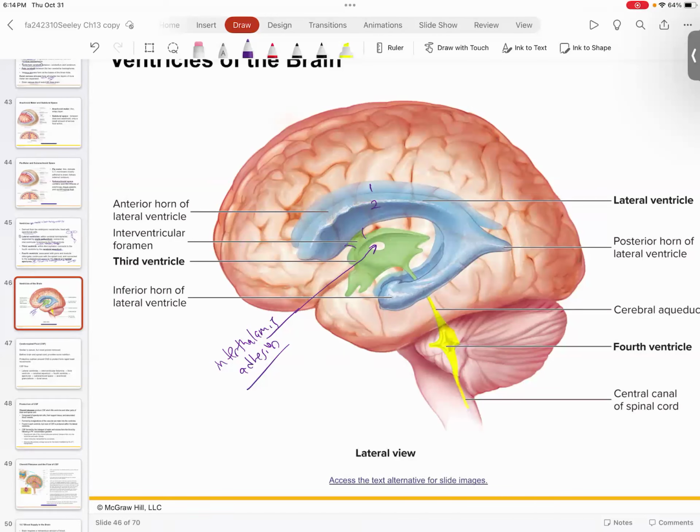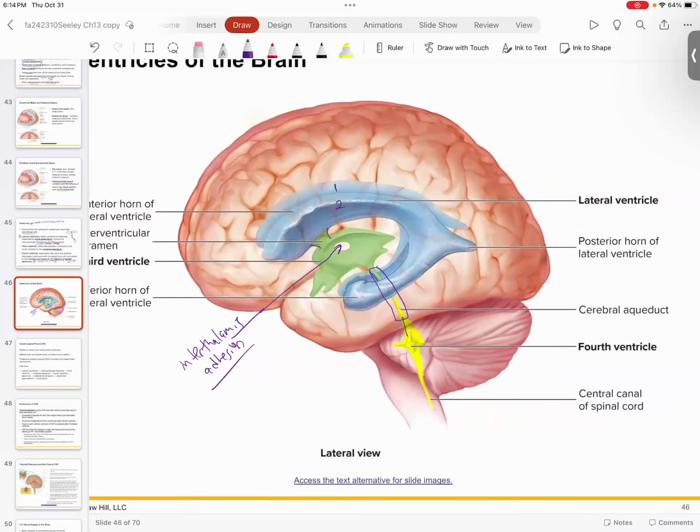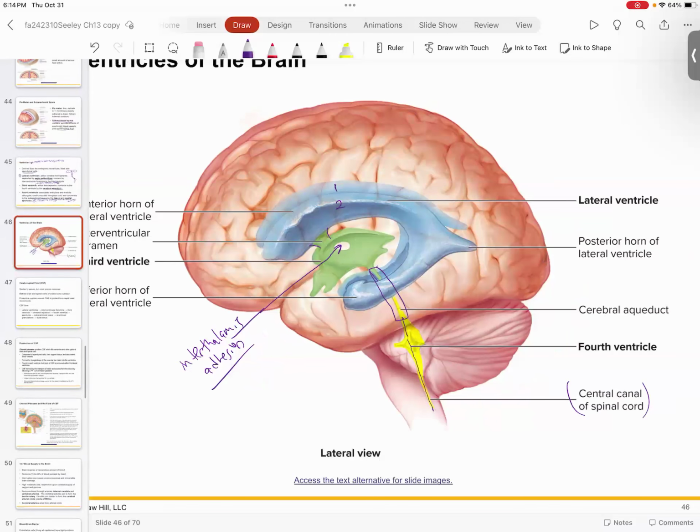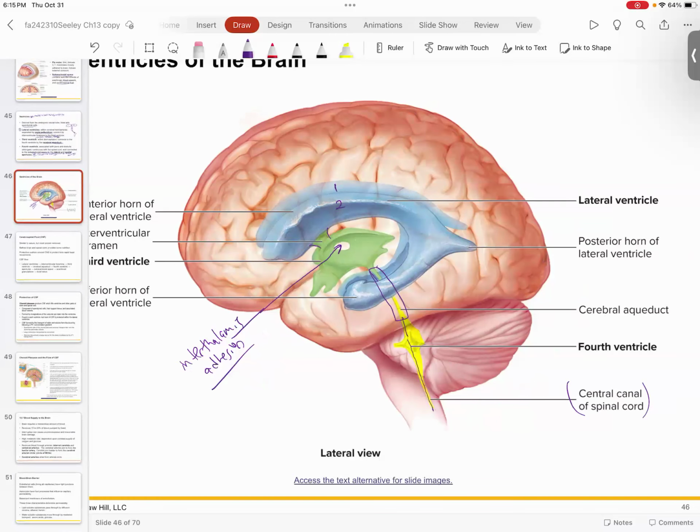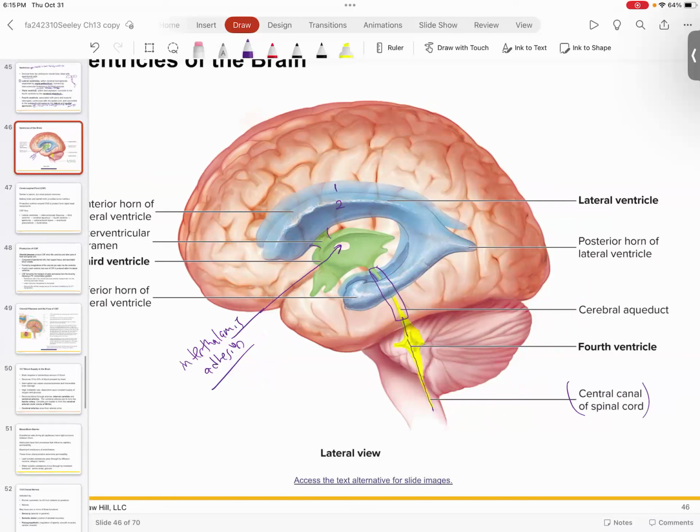And then what's going to happen is from the third ventricle, it's going to drain down the cerebral aqueduct, which is this little channel that drains then into the fourth ventricle. And then the cerebrospinal fluid will go down through the central canal of the spinal cord. And so that's where your spinal fluid comes from. Your spinal fluid is cerebrospinal fluid that comes from the ventricle system and then goes down into the central canal of your spinal cord.